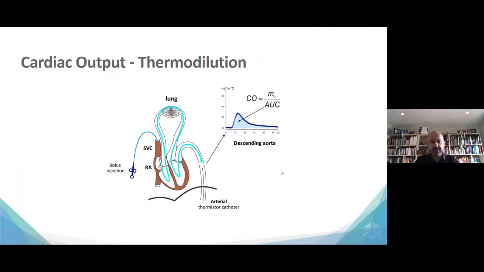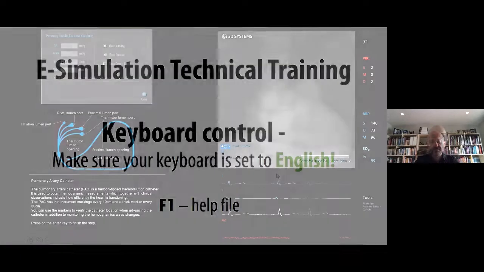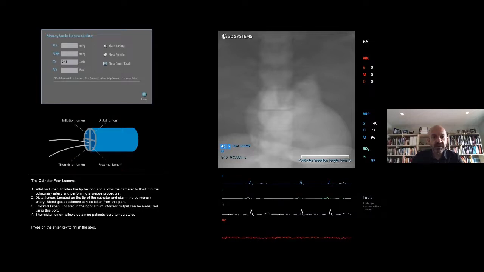So I think we are ready to do the simulation part. So just let me know when we are ready to go ahead. I think that we're ready now. And let me know if you want to do it with the fluoroscopy on or off.